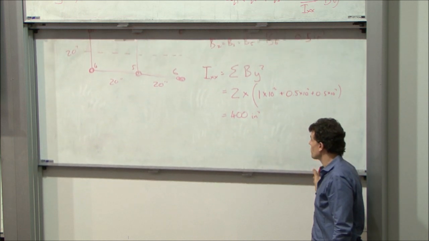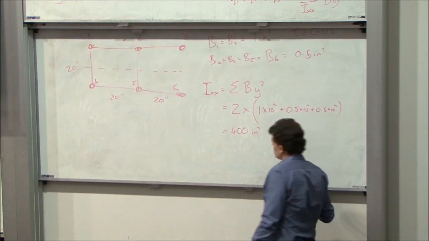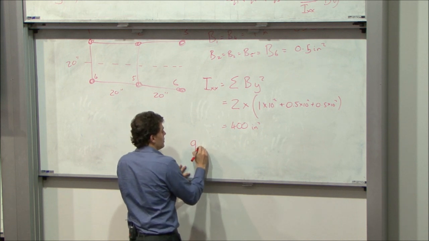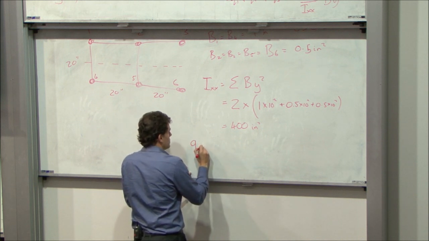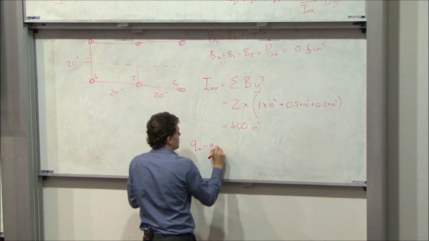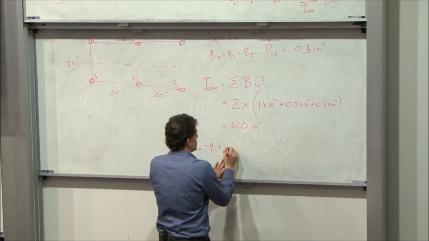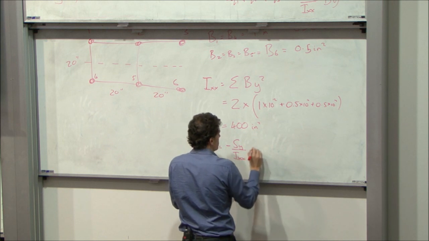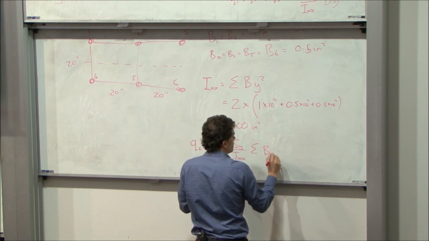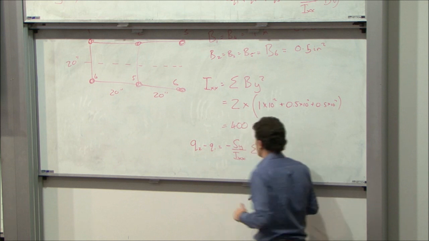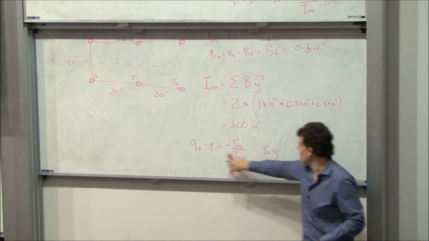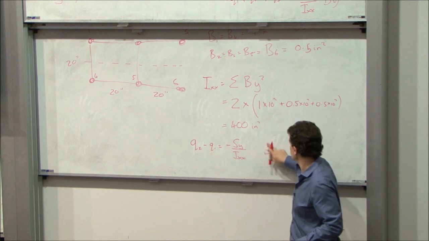Now, our general shear flow equation then is going to be q2 minus q1 equals minus Sy on Ixx, sum of By, okay, or just By. If we're doing a subtraction here, we don't need to include the sum.